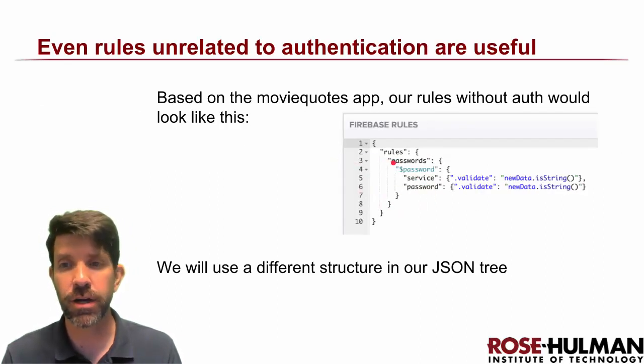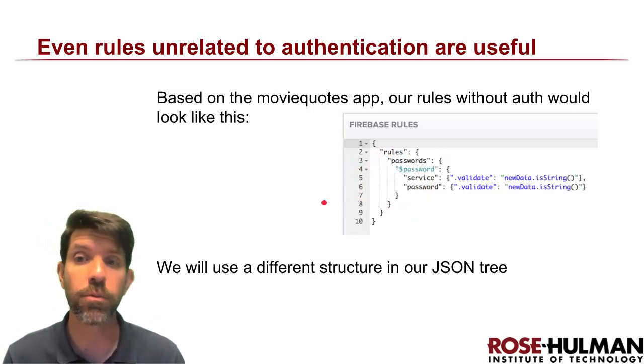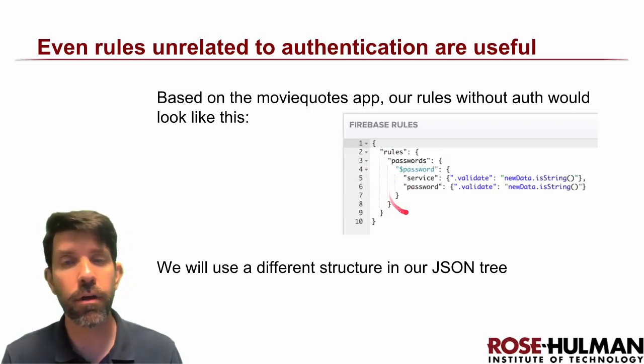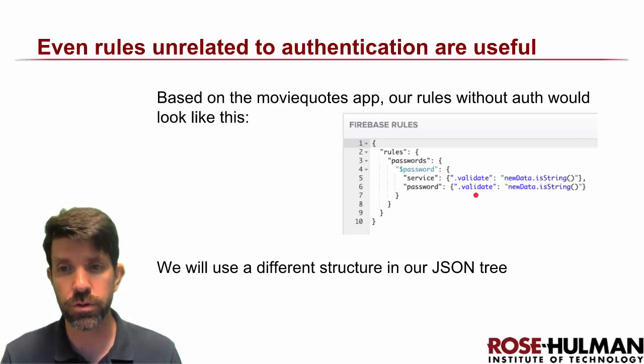They are very basic, right? If we think about this, it's very similar to what we would have had in movie quotes, and in fact, what we did use in movie quotes. This has nothing to do with authentication. It has everything to do with requiring that everything live within a certain path and that the data is formatted in a certain way. These are the validation rules, okay?